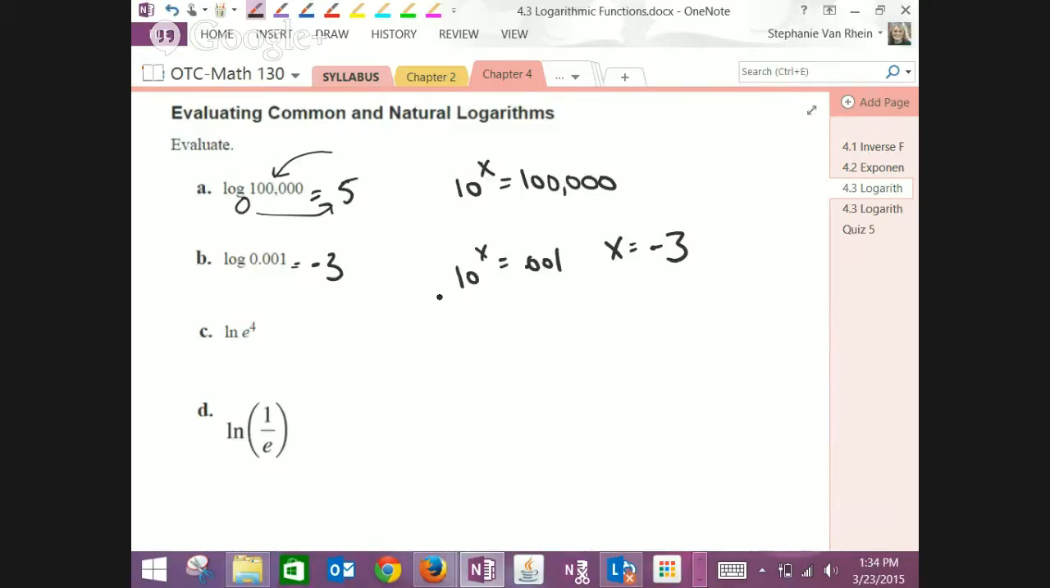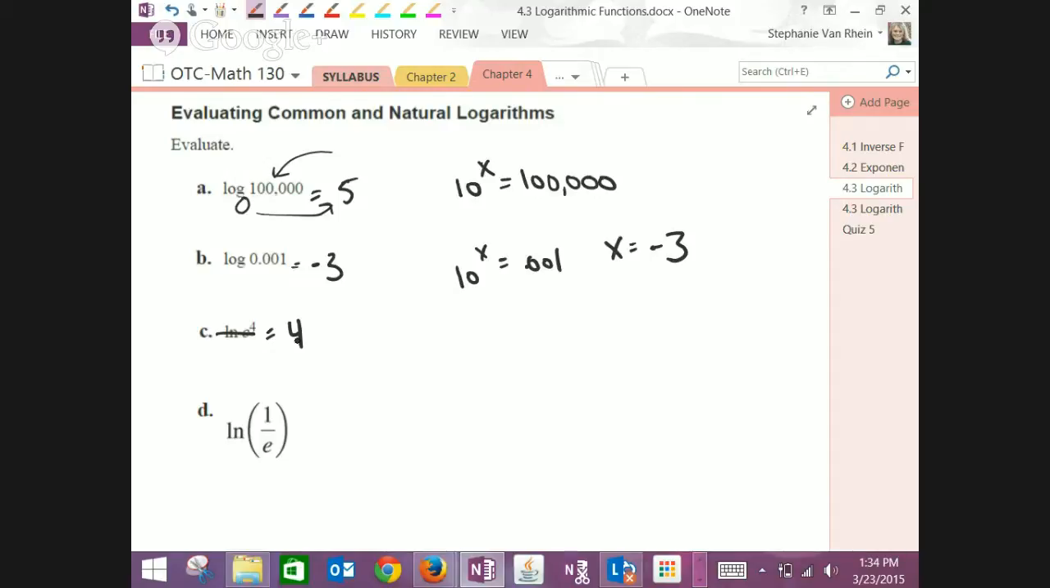ln of e to the 4. What did I say about ln and e? They're inverses of each other. They cancel each other out. Okay. So ln of e to the 4 would just be 4. Yeah, and then hit equal.